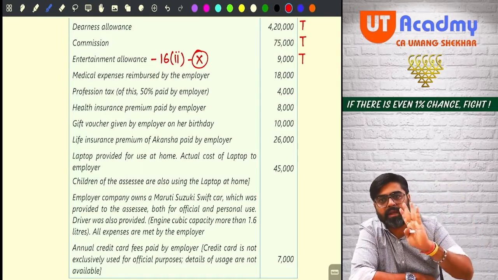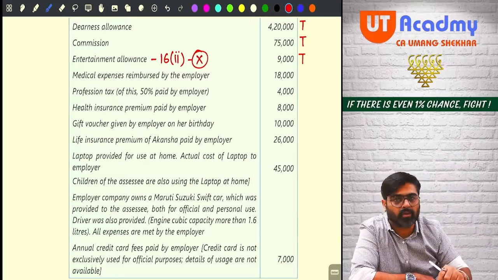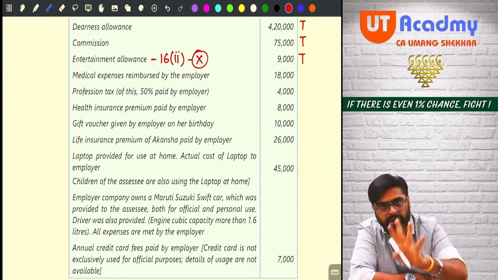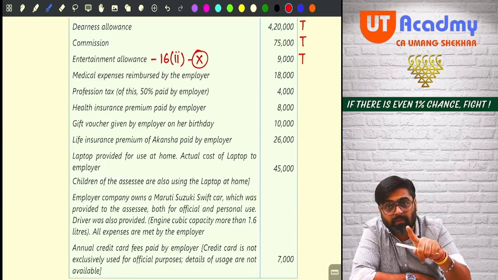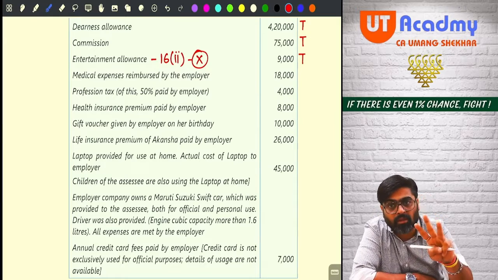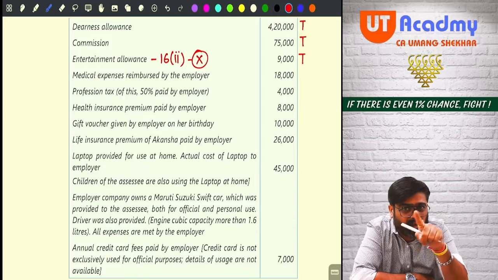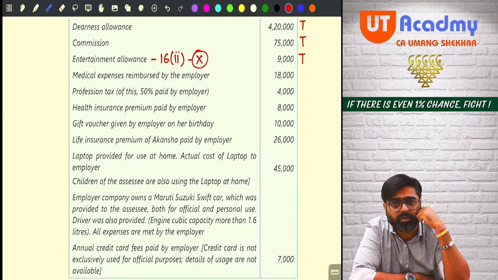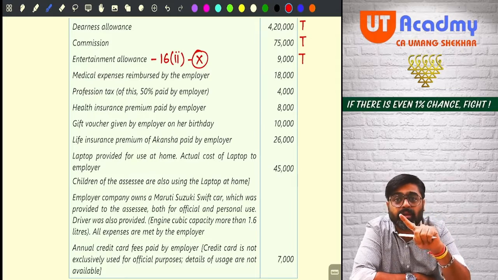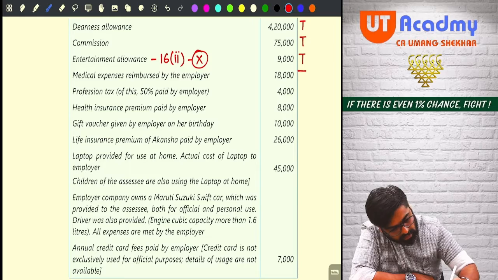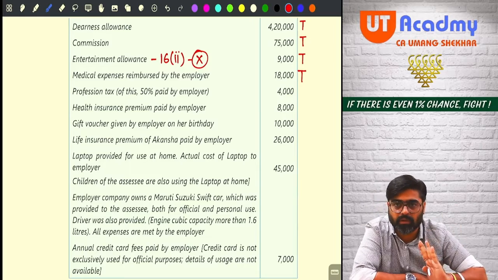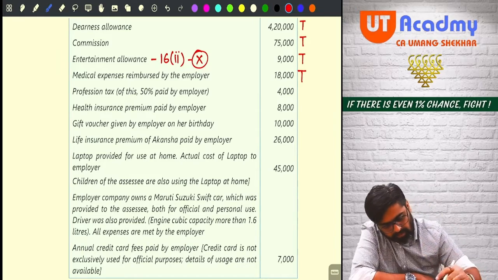Now tell me, are they telling you that the treatment was done outside India? No. That means the treatment would have been done in India only. But if the treatment is done in a government hospital, recognized hospital or employer hospital, they will definitely tell you. Are they telling you that? No. Meaning that now this medical facility will not be exempted. This will be fully taxable. So what we are going to do? We'll tax it as a perquisite. T for taxable. Okay. Next one.